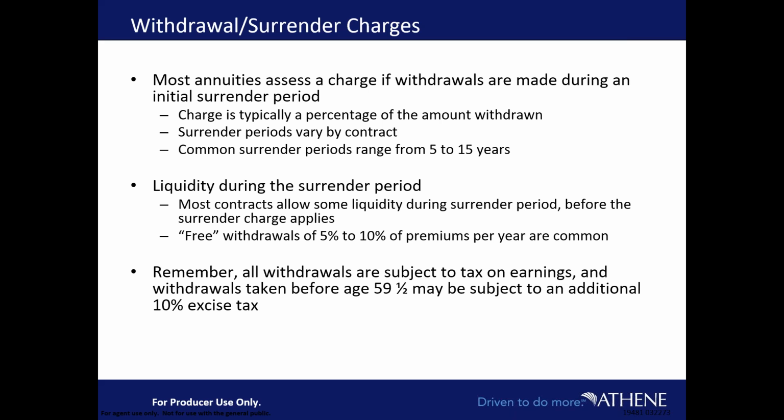Free withdrawals are generally in the 5 to 10% of the account value range. Again, some annuities will have slightly different features, so some could be a little more, some could be a little less. But remember, all withdrawals are subject to tax on earnings, and withdrawals taken before the age of 59 and a half may be subject to an additional 10% IRS penalty.